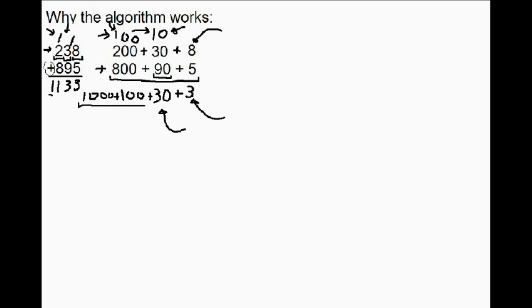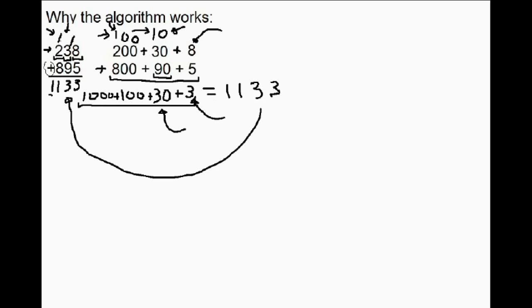If we take the answer that we got here in expanded form and put that back into standard form, we have 1,100, 3 tens, and 3 ones. So you can see we end up with the same answer. So once again, this is really why the algorithm works. We're taking the value of each of the digits here and adding them together. If we end up with more than one digit, we have to carry that over to the next place. Right? We have to take that over to the next place value.